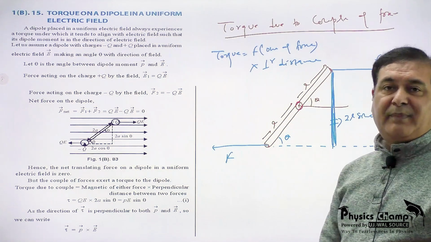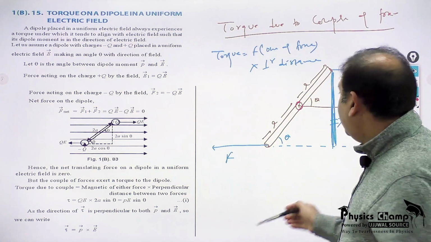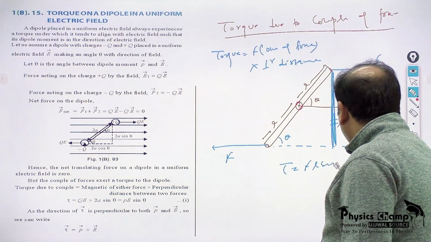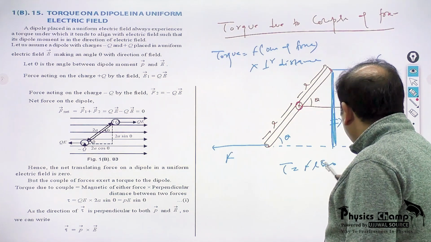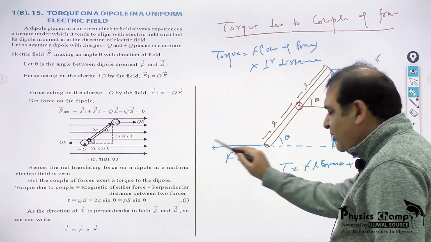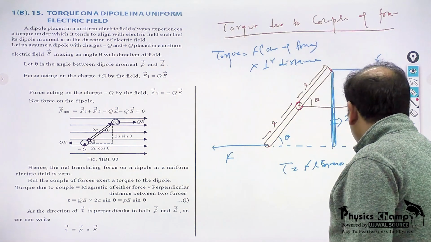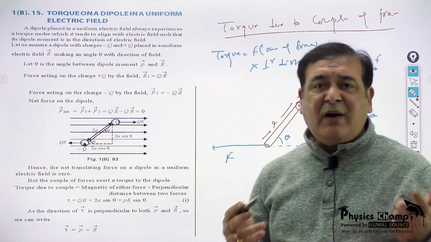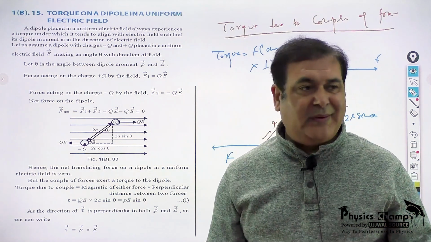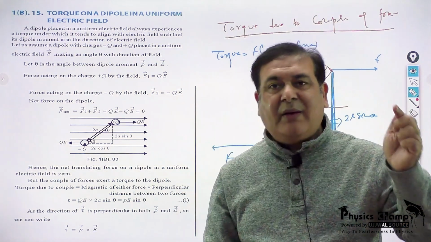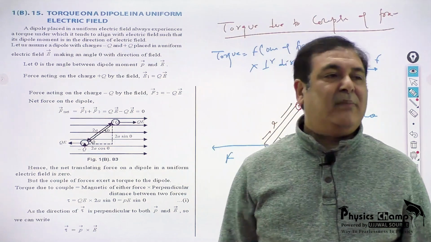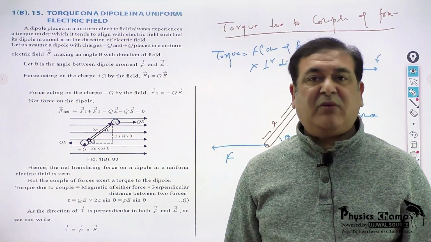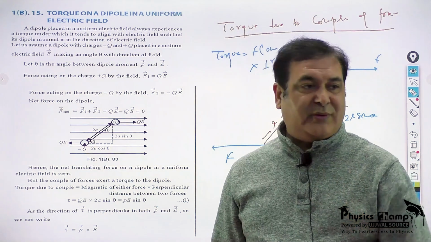So I can say in that case the torque is one of the force into perpendicular distance between them. It is in fact the sum of F into L sin theta, plus for this also the torque will be the same, F into L sin theta. So instead of a single torque, now you are getting double torque, and both the torques are of the same magnitude, trying to rotate it the same way. This is called torque due to couple of forces.